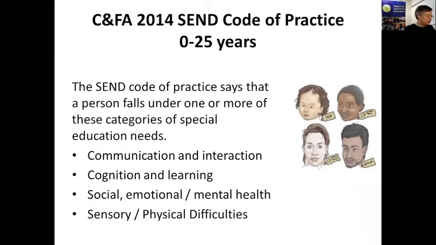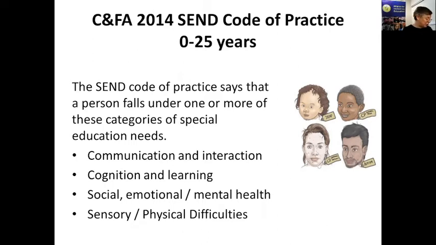Children and Families Act 2014, SEN Code of Practice, 0 to 25 years. The SEN Code of Practice says that a person falls under one or more of these categories of special educational needs. First category, communication and interaction. For example, autism and specific speech and language difficulties. Second category, cognition and learning. For example, dyslexia, dyscalculia, moderate learning difficulties.